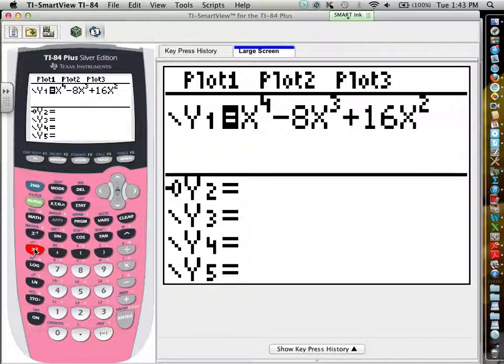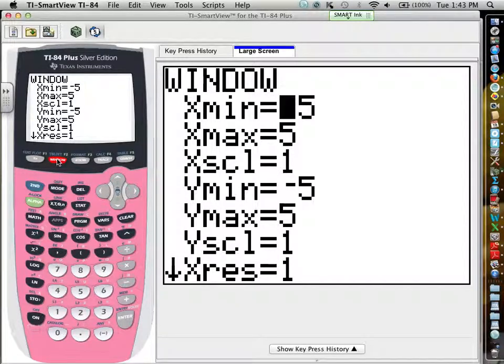Now you've got to make sure that your window, when you put this integration in your calculator, includes these bounds. So my x values have to go at least from 1 to 4. It can be bigger than that. It can't be smaller than that, or it's going to give me an error that the window's not big enough. So mine's going from -5 to 5. That's fine.